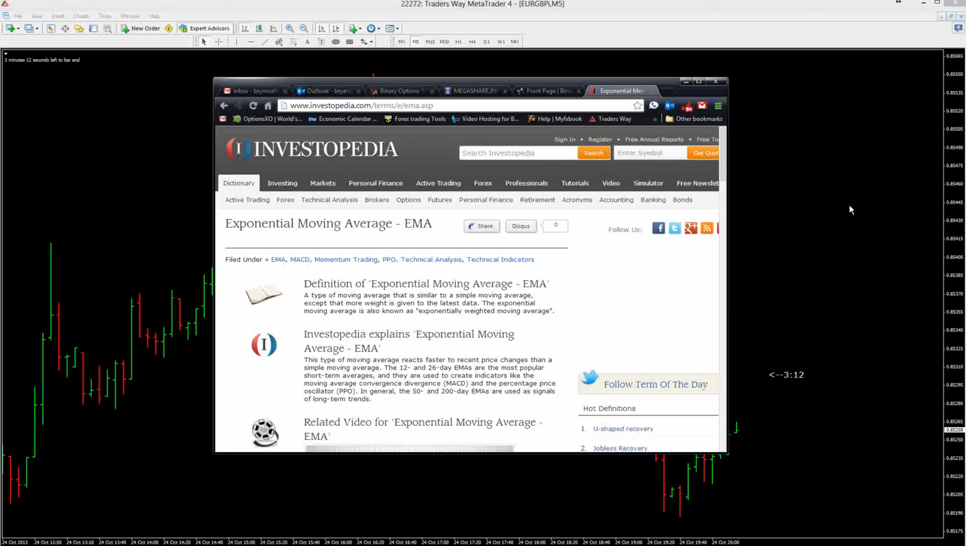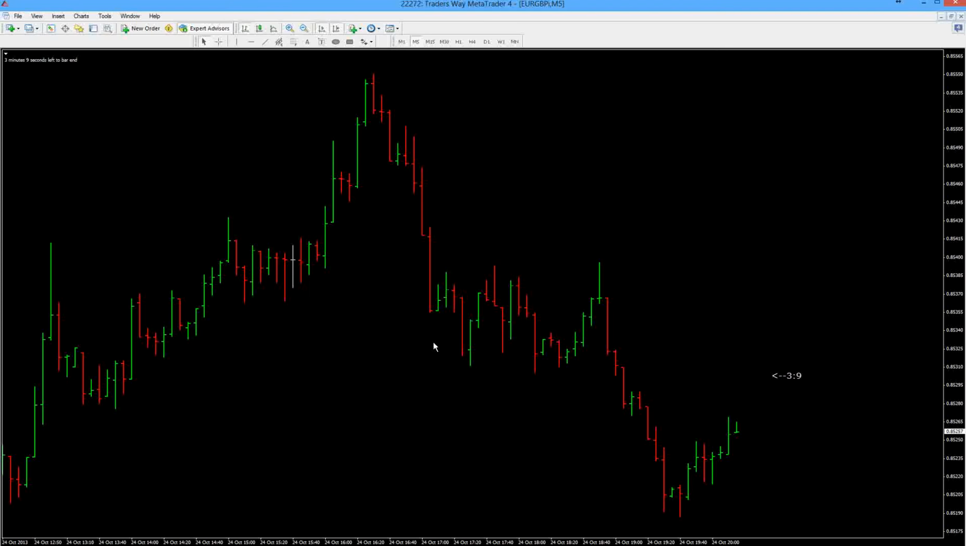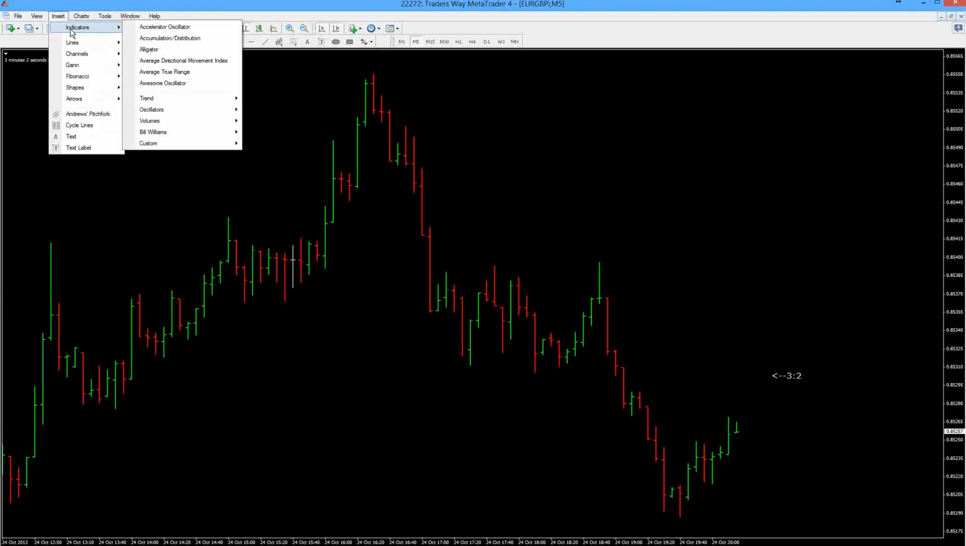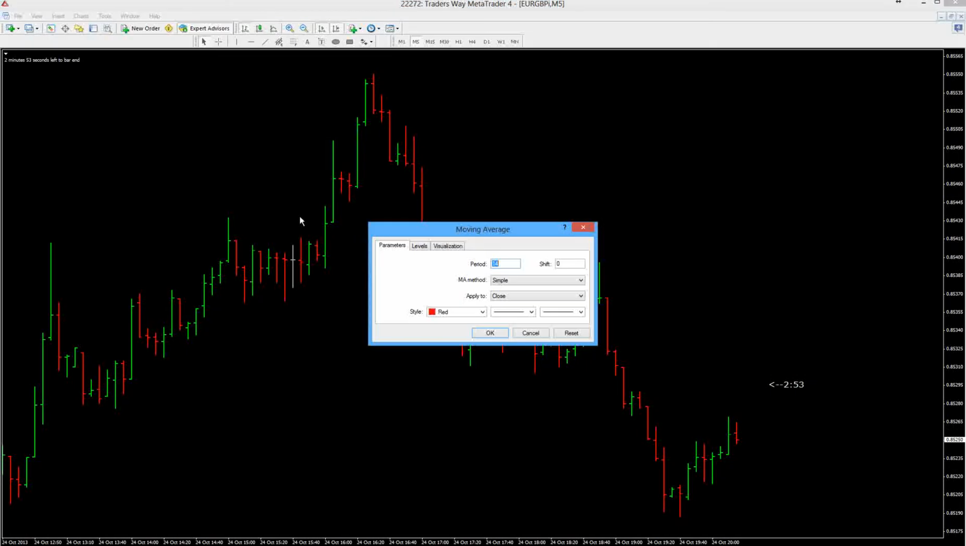So let's take a look. How do you add them on? And we'll take a look at how they react to the charts. To add an EMA onto the chart, you're going to go into Insert, Indicators, Trend, and it says Moving Average, but I'll show you how to make it an EMA. So we do Moving Average, MA right here, Parameters tab first: period 14, shift 0, MA method. We always want to switch that to exponential.